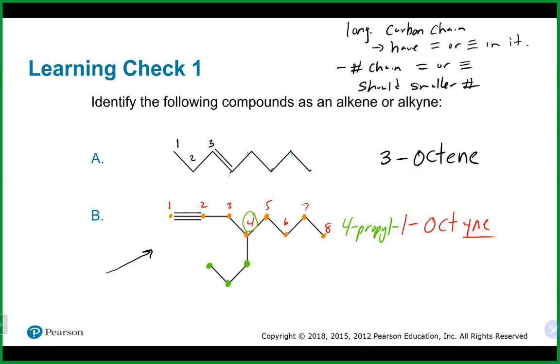Why do I not count this carbon here as part of that group? It's already counted as part of the main chain, so you don't want to double count that carbon. So that's why we started counting our group at this carbon here. Question on that there?